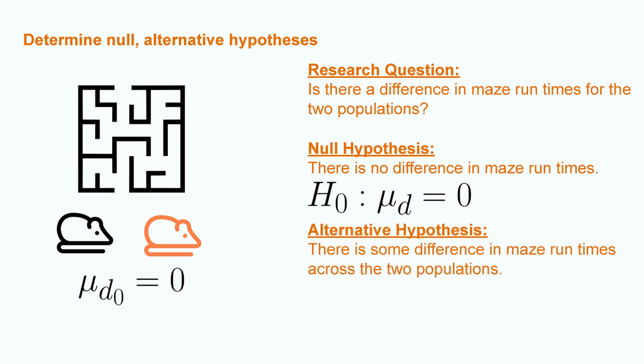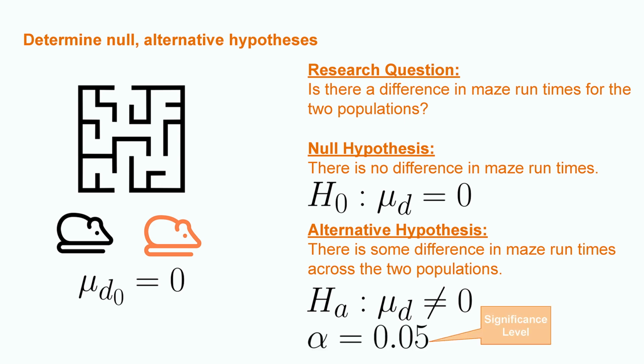Since we are trying to investigate whether or not there is any distinction between the two populations, our alternative hypothesis for the two-tailed test is simply that there is some difference in maze run times across the two populations. Mathematically, this takes on the form of Ha: mu d is not equal to 0. Finally, we determine a significance level at which we will accept that the gathered data represents a true deviation from the null, rather than something that we can attribute to chance. Commonly, this level is set to 5%, and we denote the significance level as alpha equals 0.05.